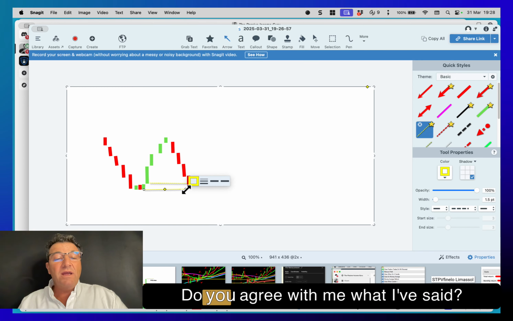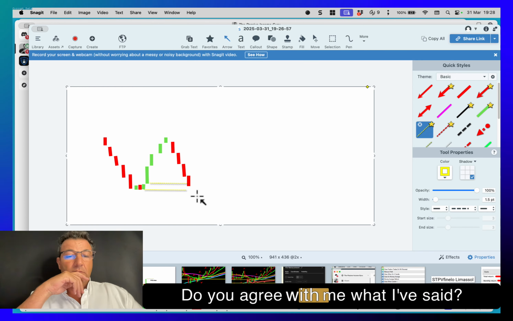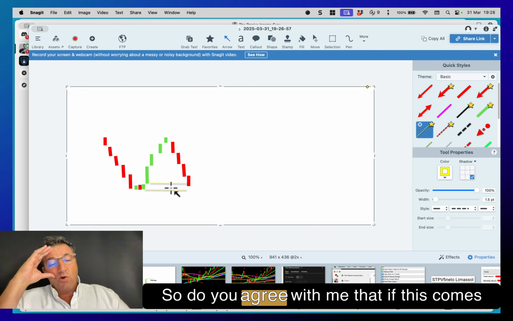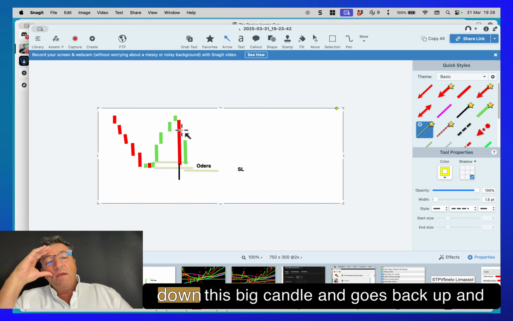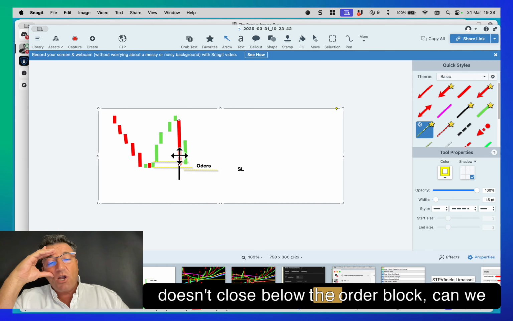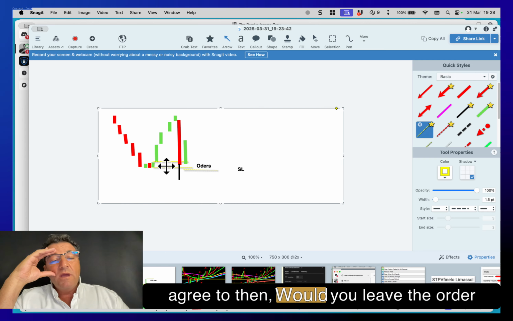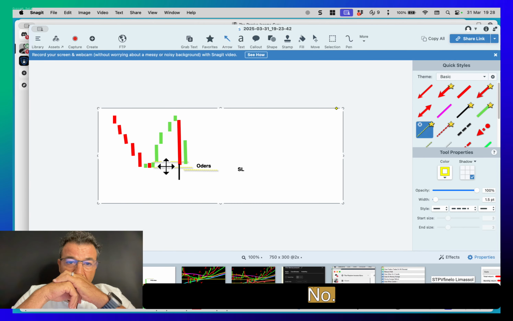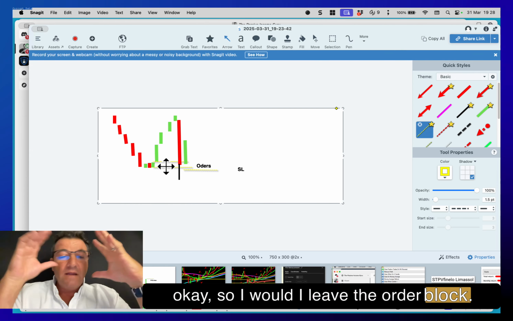So we leave the order block there just for reference to understand what is happening on the chart. Guy, can we agree on that point? Yeah. Do you agree with what I've said? 100%. Okay, so do you agree with me that if this big candle comes down and goes back up and doesn't close below the order block, would you leave the order block? No. Okay.